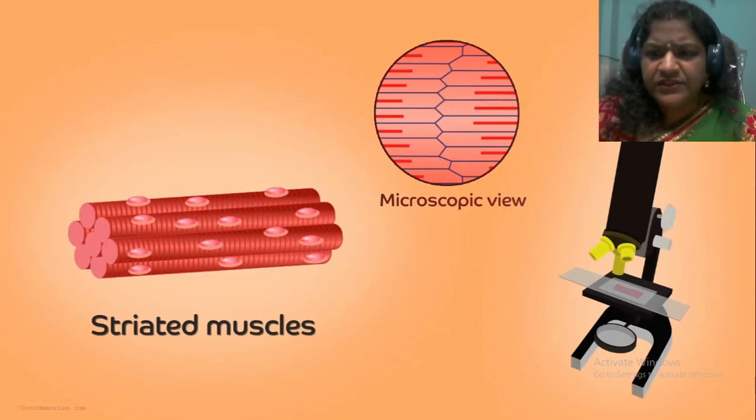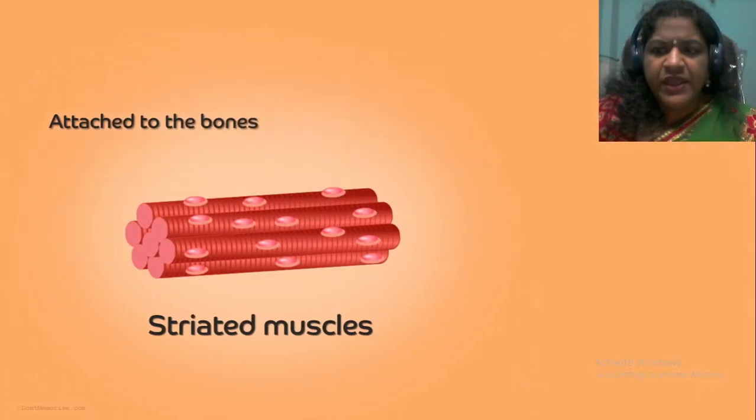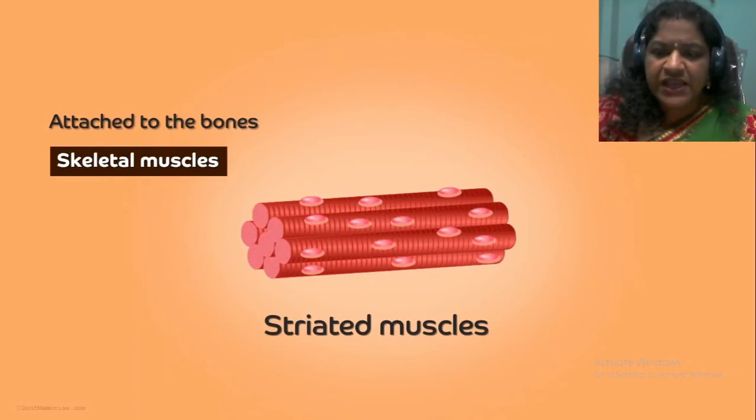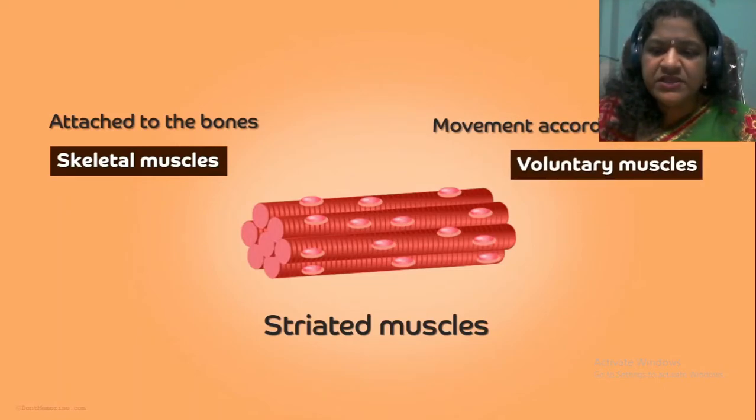Where do you find these muscles? We find them attached to the bones, hence called skeletal muscles. They are attached to the skeleton. They help us to move our limbs along with locomotion. Their action is carried out according to our will. So, we also call them voluntary muscles. Thus, striated muscles are called skeletal muscles and voluntary muscles as well.